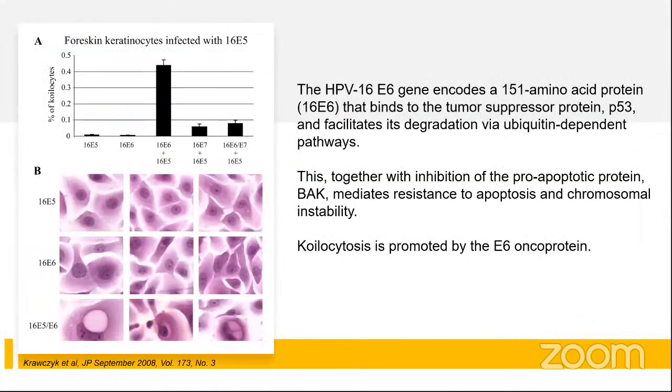Okay. Now, then what about HPV-16E6? From the same experiment, HPV-16E6 was also required, as we have seen earlier, inhibiting the pro-apoptotic protein, mediating resistance to apoptosis and so forth. So koilocytosis is promoted by E6 and E5 acting together.